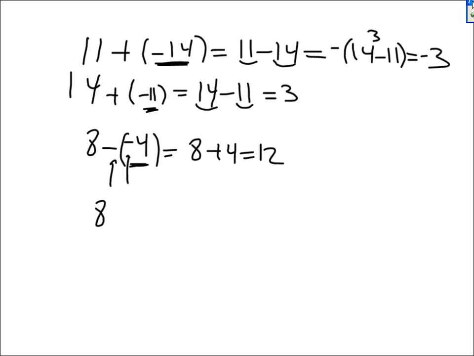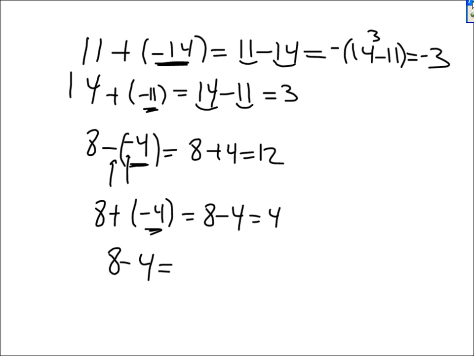If you have 8 plus negative 4, since that's not 4, it's not 8 plus 4, it's 8 minus 4, which is simply 4. You just have 8 minus 4, like I just said. It's 4.